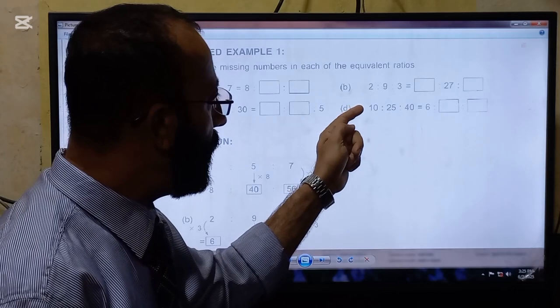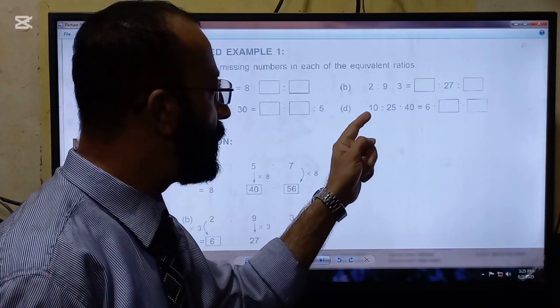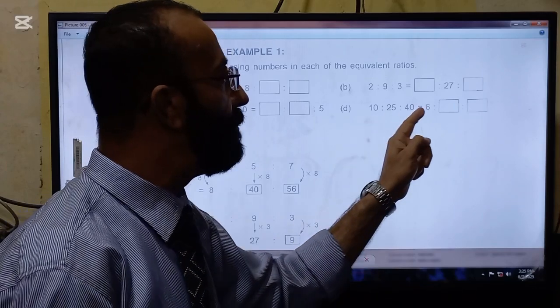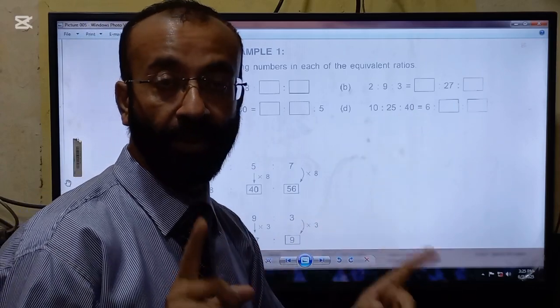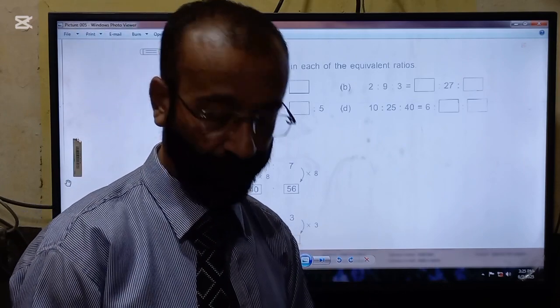So 3 divided by 5 was the pattern, because 10 divided by 5 will be 2, multiplied by 3 will give us 6. So this kind of question can also come into the paper.